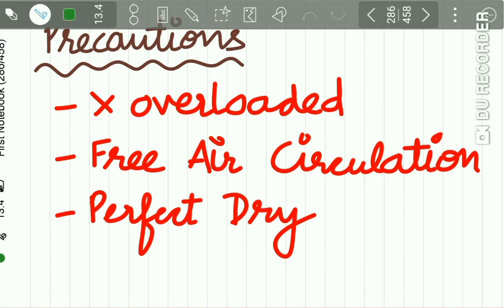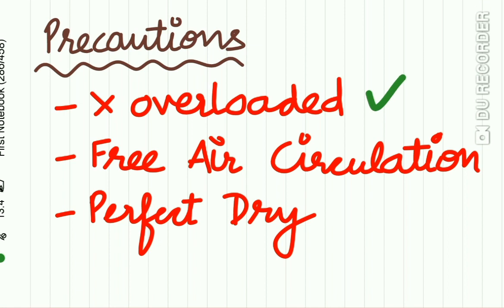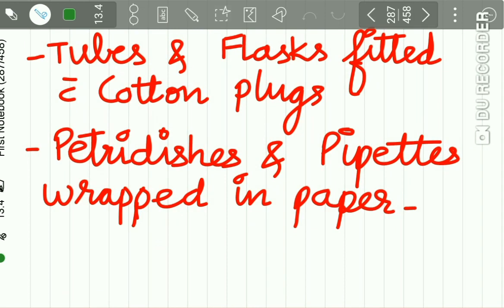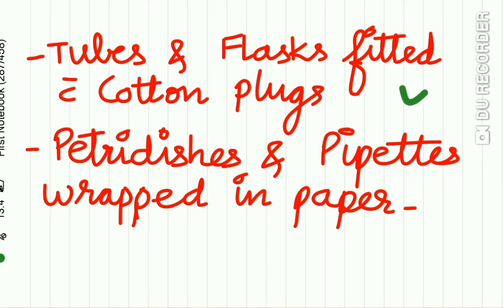Precautions to be used when using the hot air oven. First, you should not overload it. The material should be arranged in such a manner that it allows free air circulation. The material to be sterilized should be perfectly dry. The test tubes and flasks are fitted with cotton plugs. The petri dishes and pipettes should be wrapped in paper.